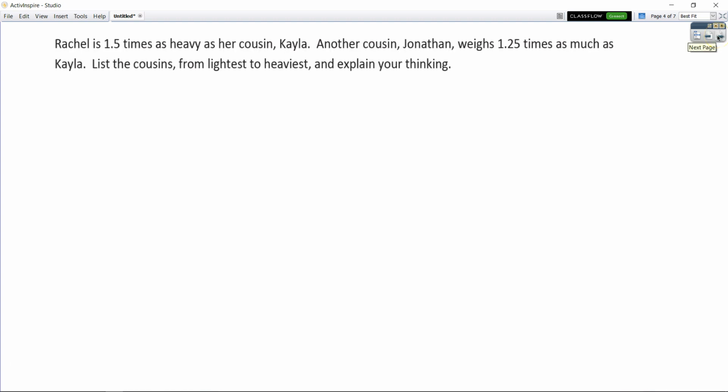So we're talking about Rachel. Rachel is 1.5 times as heavy as her cousin Kayla. Another cousin, Jonathan, weighs 1 and 25 hundredths times as much as Kayla. List the cousins from lightest to heaviest and explain your thinking. So I want you to think about this, and I would suggest using a tape diagram in order to find our answer here. So let's go ahead and take a look at this problem.